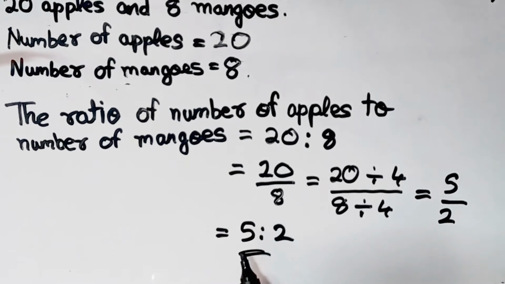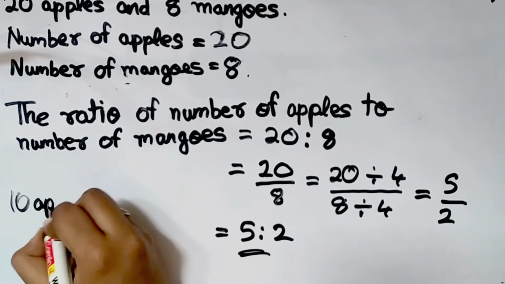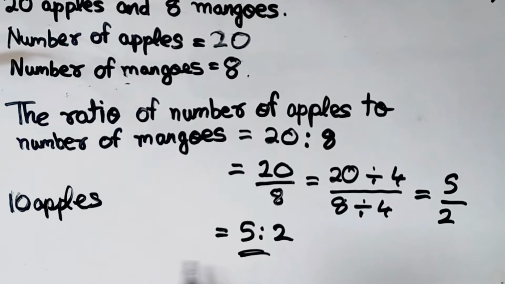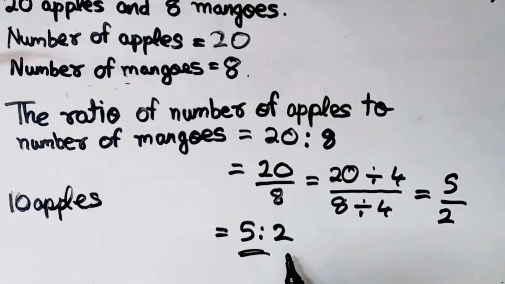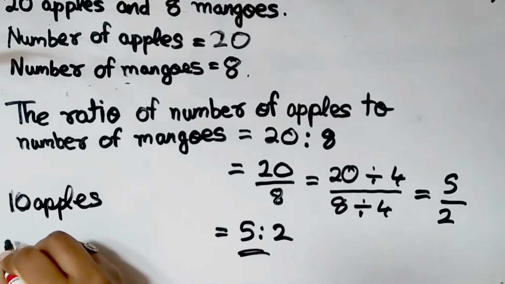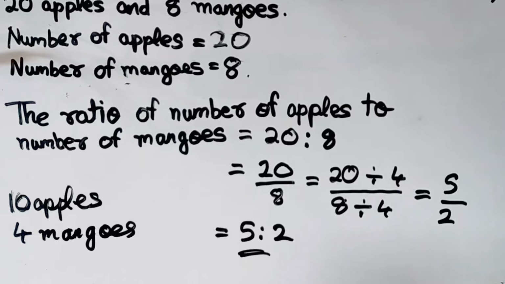That means for 5 apples there are 2 mangoes. So for 20 apples there will be 8 mangoes. Okay. For 5 apples there are 2 mangoes. So for 10 apples, how many mangoes will we have? 5 2s are 10. We are having 10 apples. That means we have to multiply that same number, that is 2 2s are 4. So for 10 apples we will have 4 mangoes. Okay. So this is how the ratio is useful for comparing things.